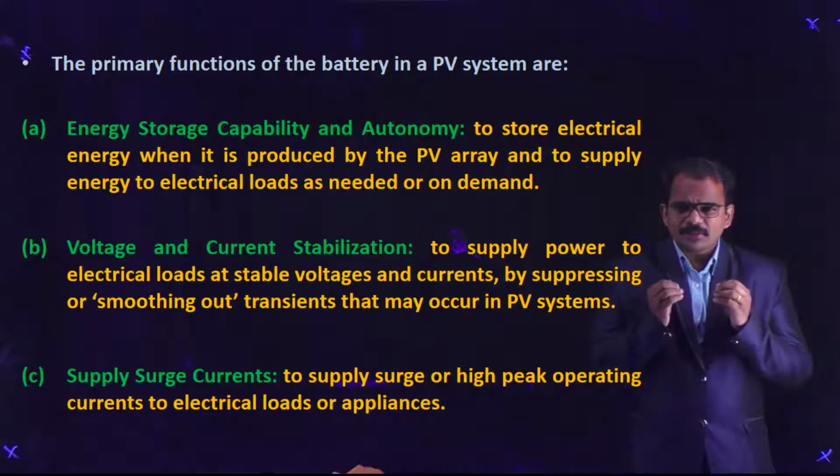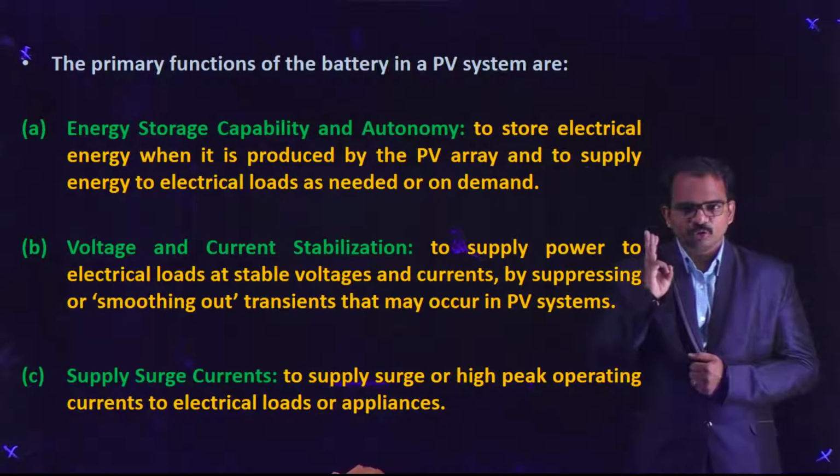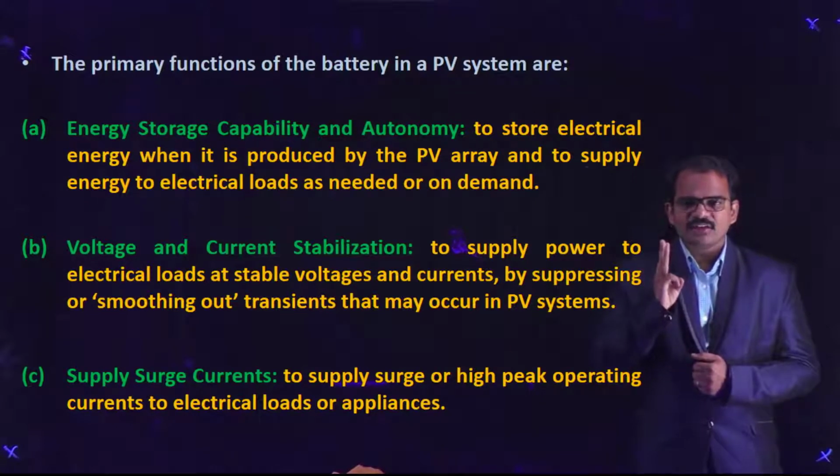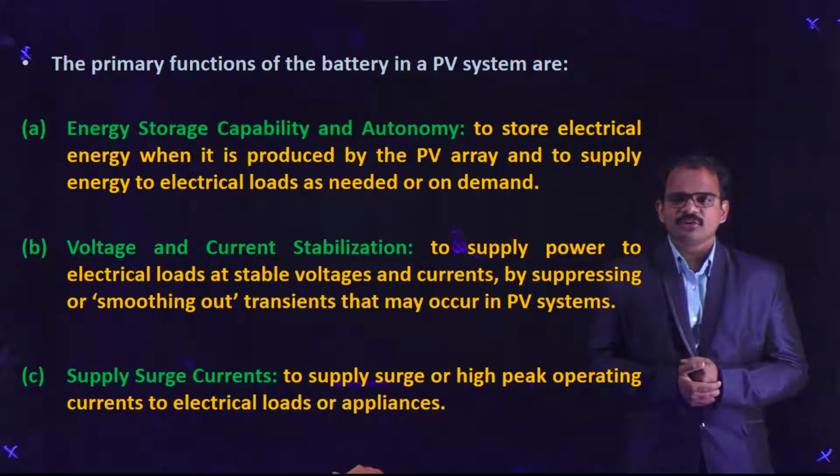So what are the primary benefits or functions of a battery in a PV system? Why do we need to use batteries in a PV system? There are three different benefits or needs of using a battery in a PV system. Now let's discuss them one by one. The first one is energy storage capability and autonomy. What do you mean by energy storage capability? It is nothing but to store the electrical energy when it is produced by the PV array and to supply the energy to the electrical loads as needed by them on demand.